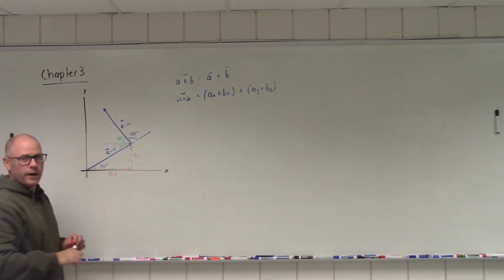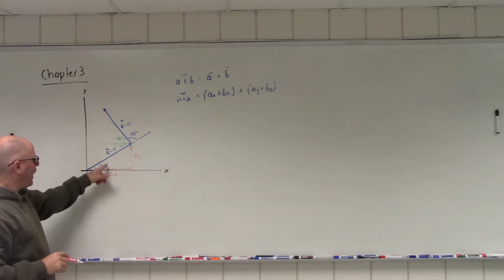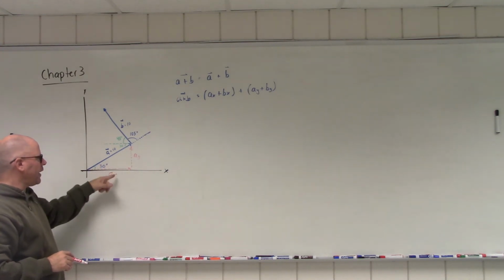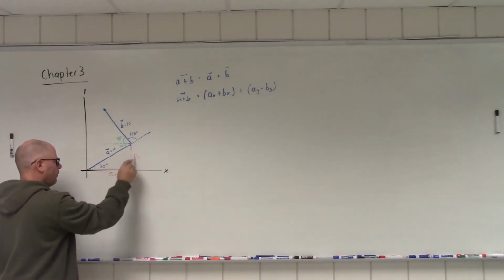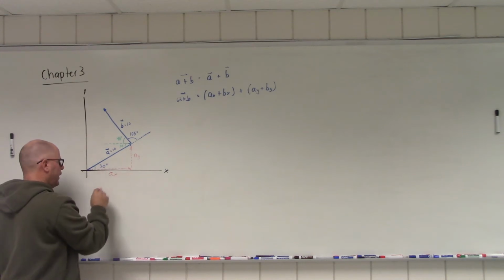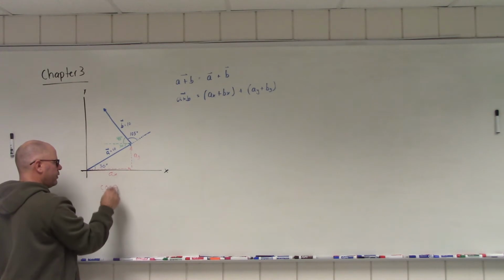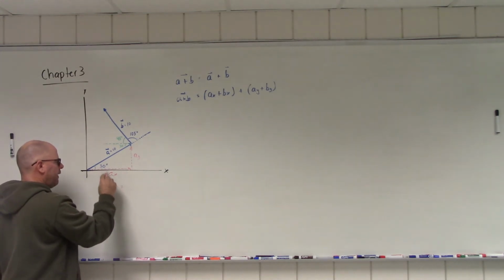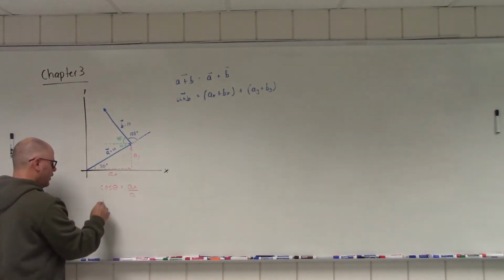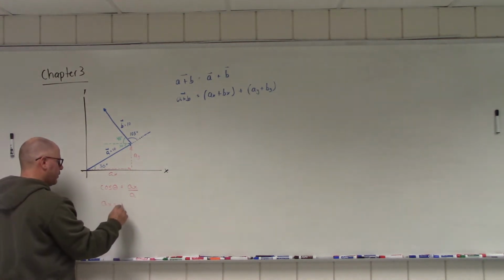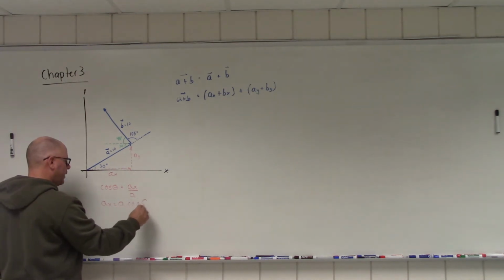That was the a in the y direction. And I have the hypotenuse and the angle, so I can find those. So I know that, if you look here, the cosine of my angle, and we'll use theta here, is equal to the adjacent side, which is ax, divided by a. So then ax would be equal to a cosine theta.